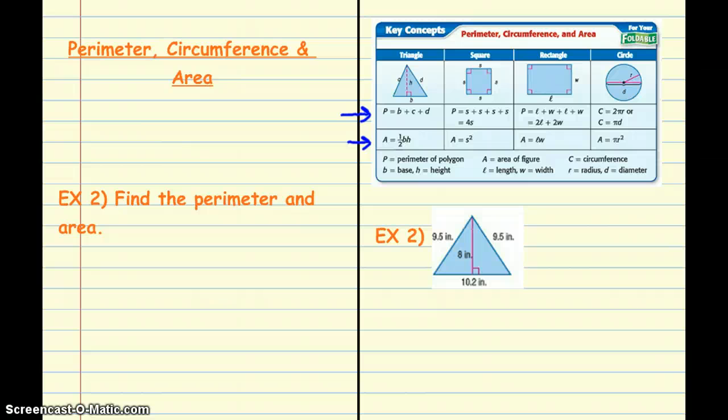So let's take a look at this example. We have a triangle. We need to do two things. One, we need to find the perimeter, and two, we need to find the area. So perimeter equals 9.5 plus 10.2 plus 9.5. Well, 9.5 and 9.5 is 18, 19, and 19 plus 10.2 is 29.2, and our label is inches.